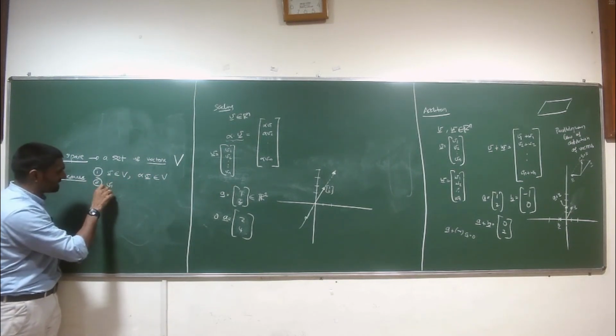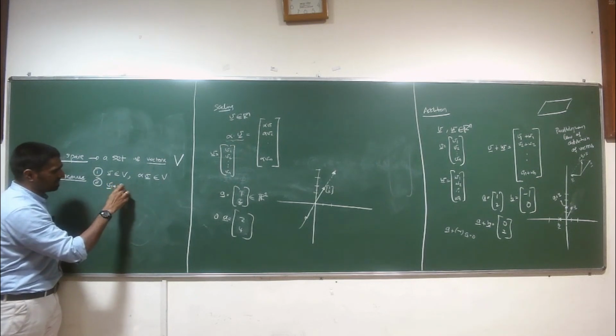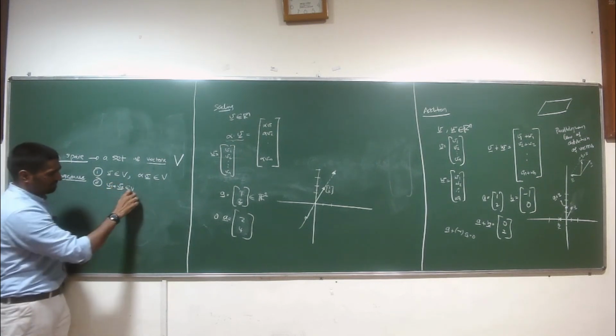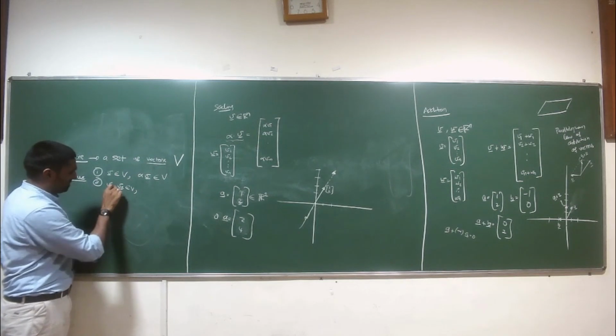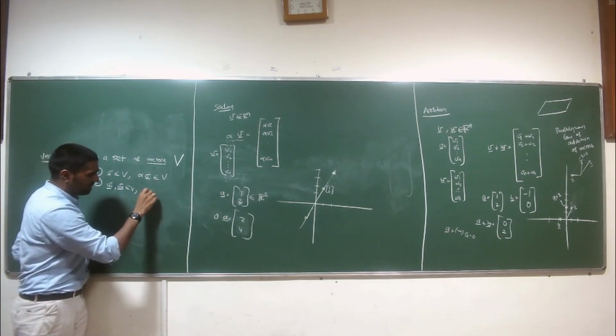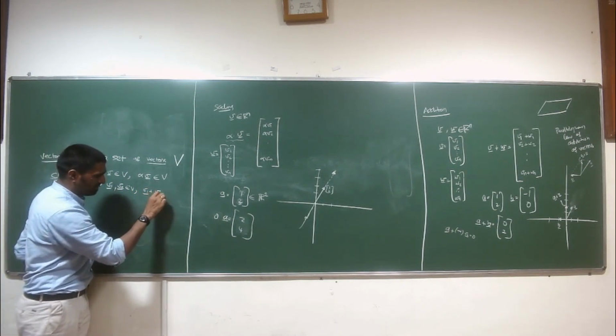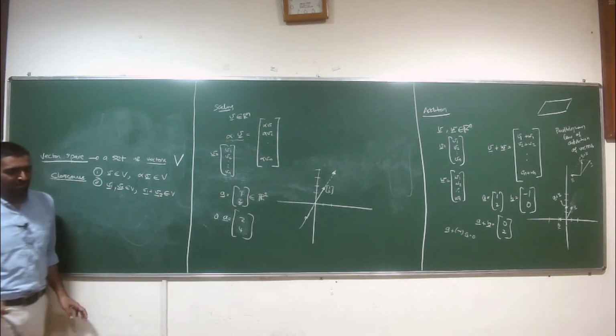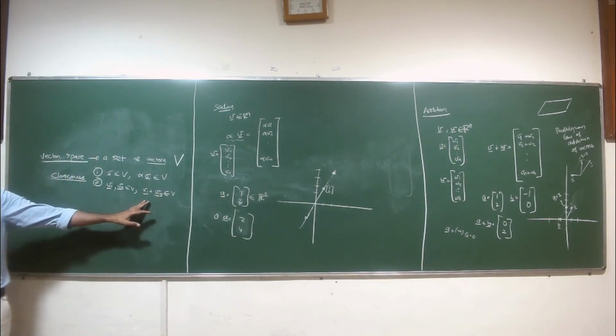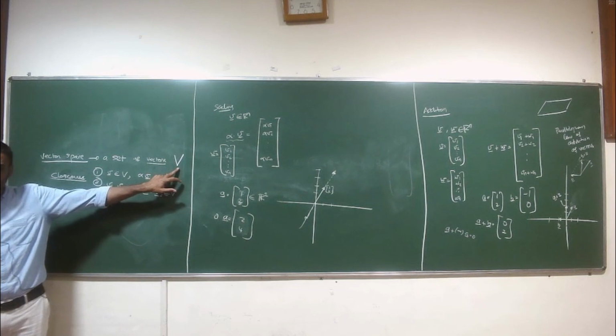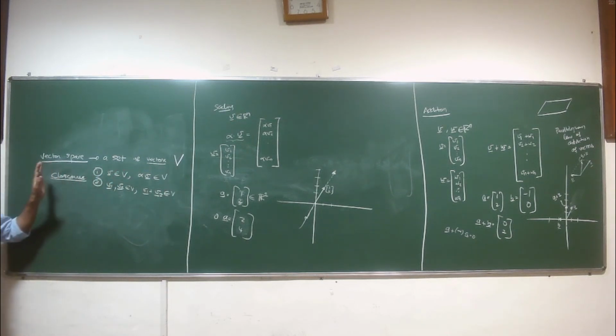The second one is it should be closed under vector addition. That means if I take two vectors, V1 and V2, then V1 plus V2 also belongs to V. If these two are satisfied by a set V of vectors, then it is a vector space.